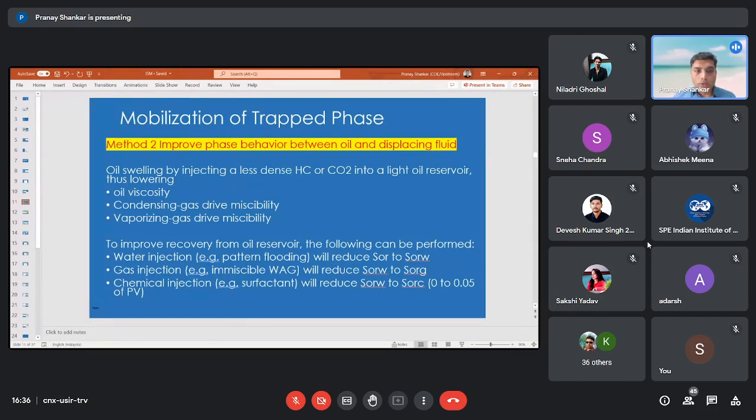So in summary, to improve recovery from an oil reservoir, what can you do? You can either go for a water injection project, which will reduce your SOR to SORW. Then you go for a gas injection project, which will reduce SORW to SORG. And then you can go for chemical injection like surfactant, which will reduce SORW to SORC, which is the minimum residual oil saturation that you can achieve. And hence you can get maximum oil recovery. I hope till this point it's okay, or you can ask if you have any questions, or shall I proceed?